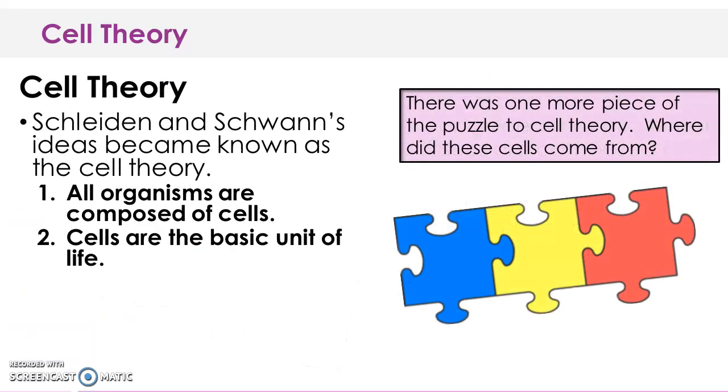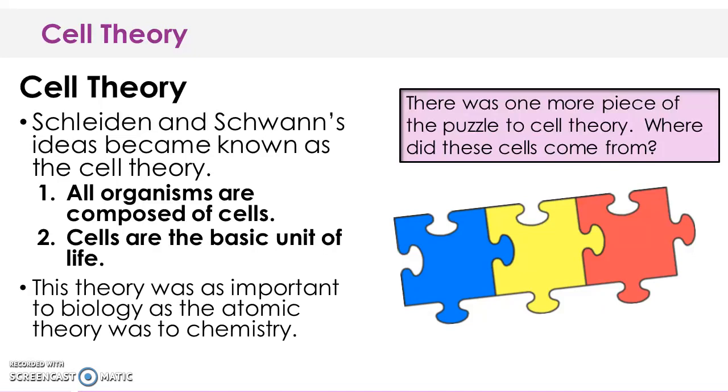Through Schleiden and Schwann's ideas, we got the first two components of the cell theory we now know today. The first is that all organisms are composed of cells. They compared both plant and animal tissues, saw they were both made of cells, so they theorized that every living thing is going to be made up of at least one or more cells. They also concluded that cells are the basic unit of life. However, there was one thing that they still hadn't quite figured out yet, and that was where cells came from in the first place.